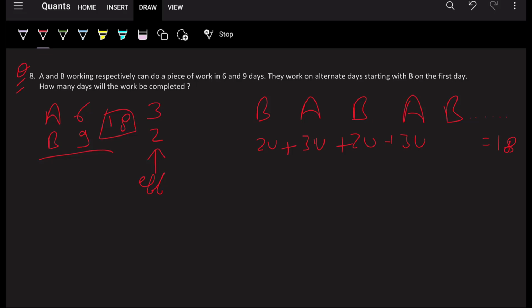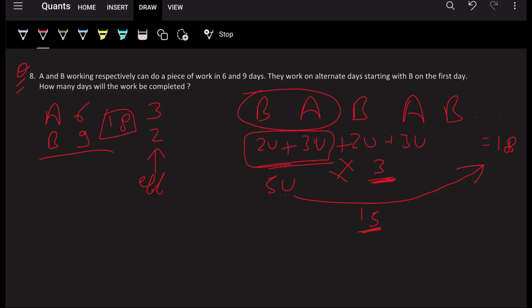Okay, now we know that the 2 plus 3 whole BA combination will be equal to 5 units. So we will take this close to 18, then it will come to 15. So 15 units of work will be completed in how many days? How many blocks will we have to take? We have to take 3, 5 into 3.